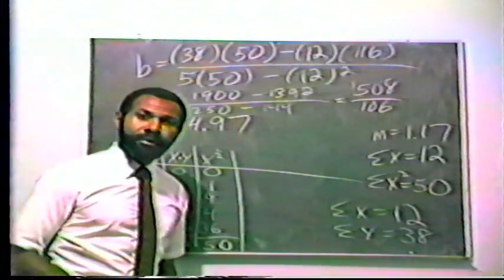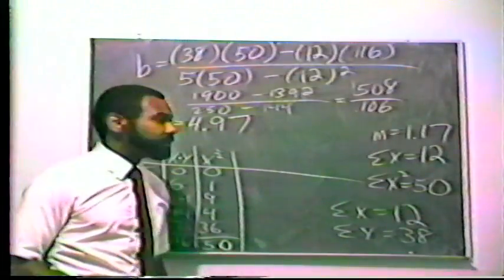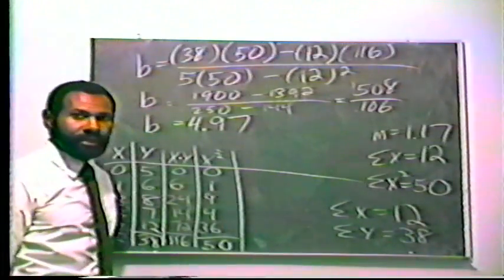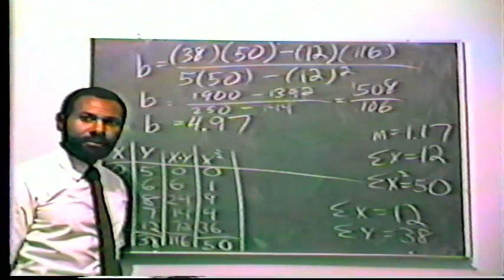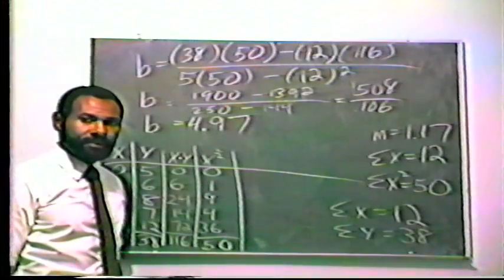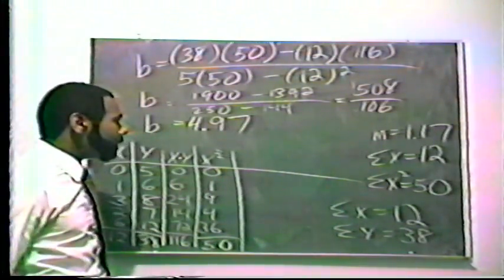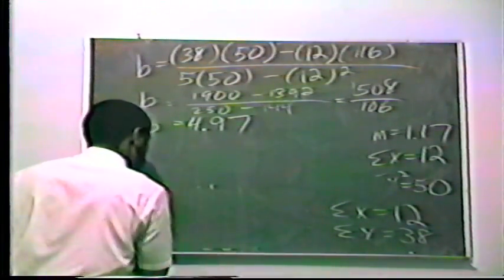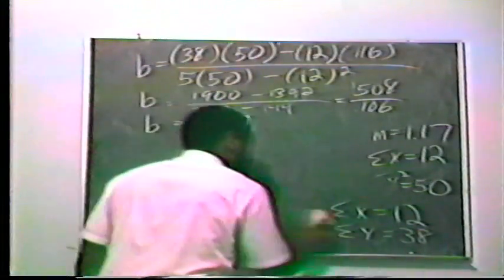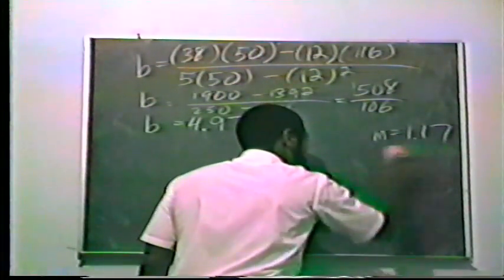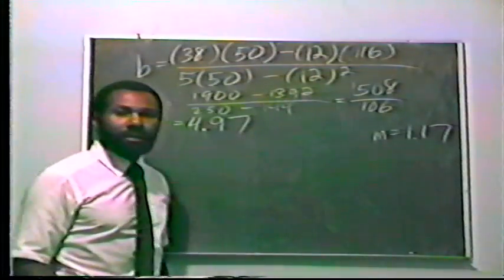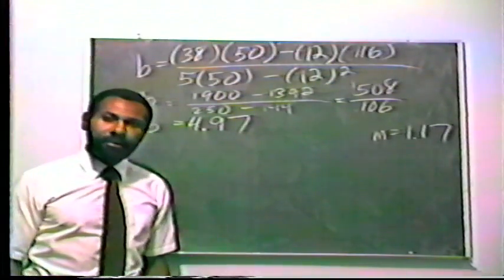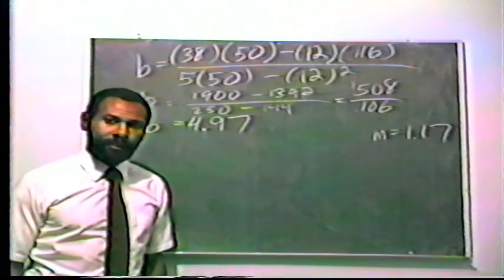Now, the number that you should have gotten for B is 4.97. That's the y-intercept. That's where the line of best fit crosses the y-axis. Now we have all that we need to write the regression line and complete our regression analysis. Once again, remember that regression analysis is finding the equation of the line of best fit. And once we get that equation of the line of best fit, that completes the regression analysis.